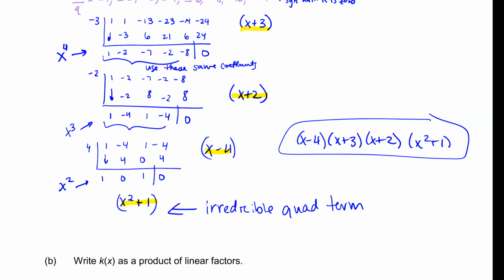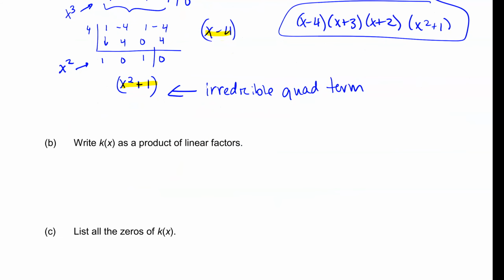But wait, we're supposed to write it as a product of linear factors. So I'm all good except for this last one, the x squared plus 1. How do I convert x squared plus 1 into a linear factor? Set it equal to 0.